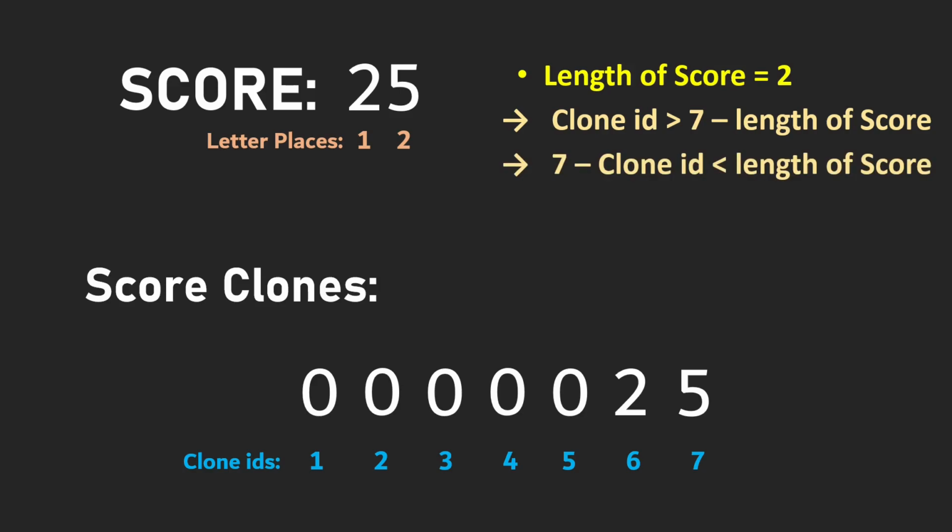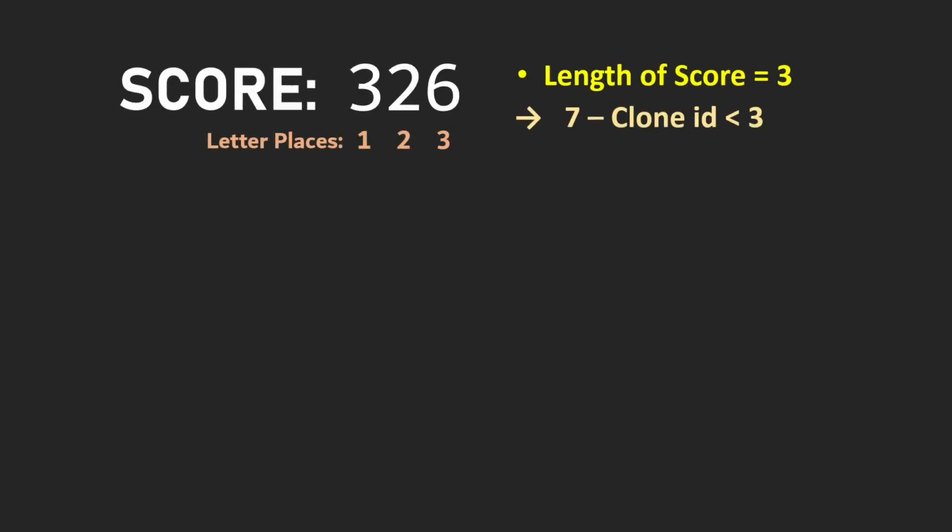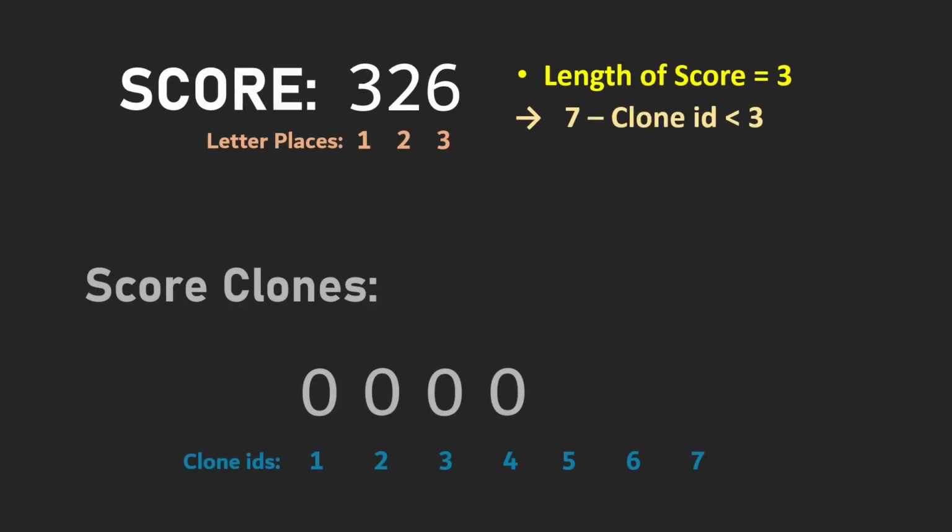Let's confirm this with another example. Let's assume that the score value was 326. The first 4 clones should stay as 0, the 5th clone should assume a value of 3, the 6th clone should assume a value of 2, while the 7th clone should assume a value of 6. Let's check the condition. 7 minus clone ID should be less than 3. This will be true of the 7th clone, the 6th clone, and the 5th clone. The 4th clone no longer satisfies this condition, so it should keep its costume as 0.